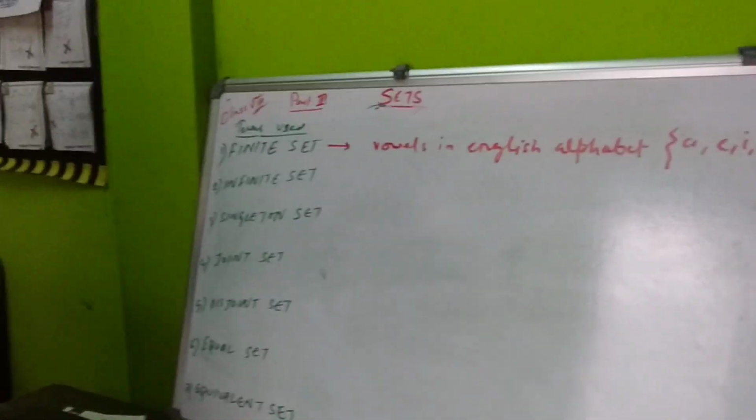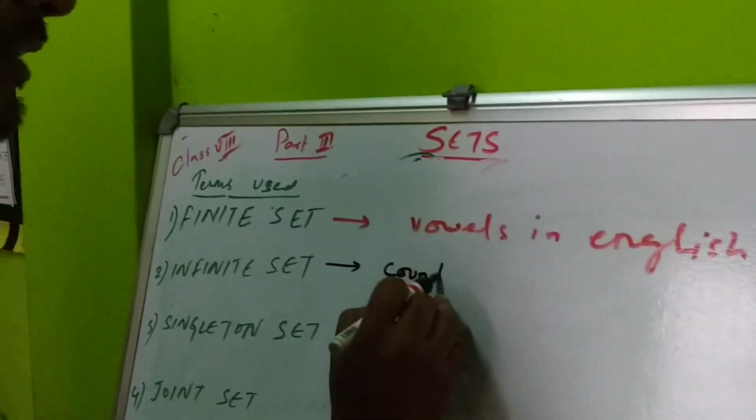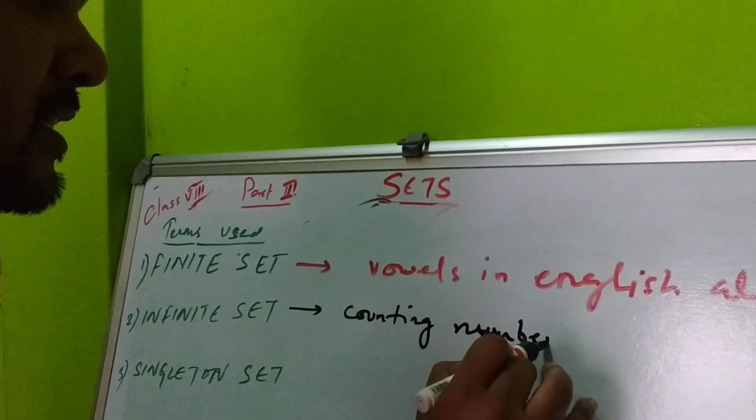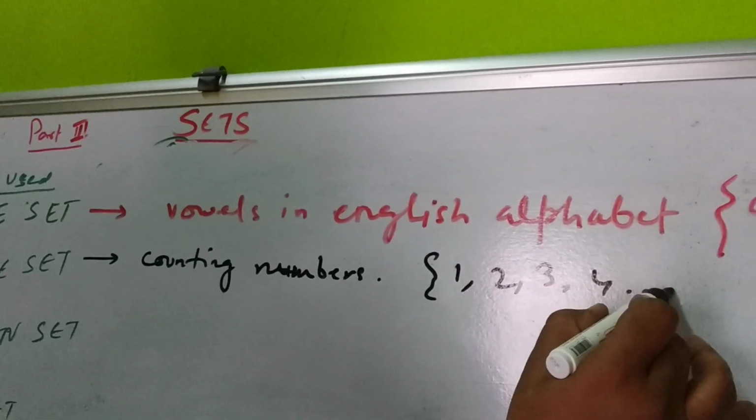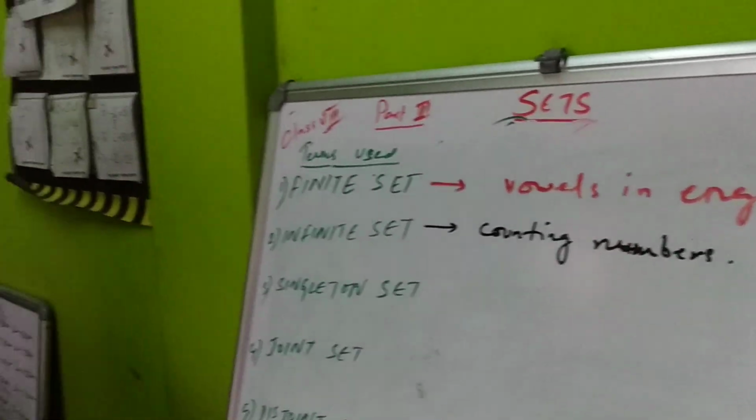Now if I say infinite, and then if I say set of counting numbers, now this is infinite. Why is it infinite? Because the elements in it starting from 1 will just go on and it does not have a fixed number of elements. It has an uncountable number of elements in it.